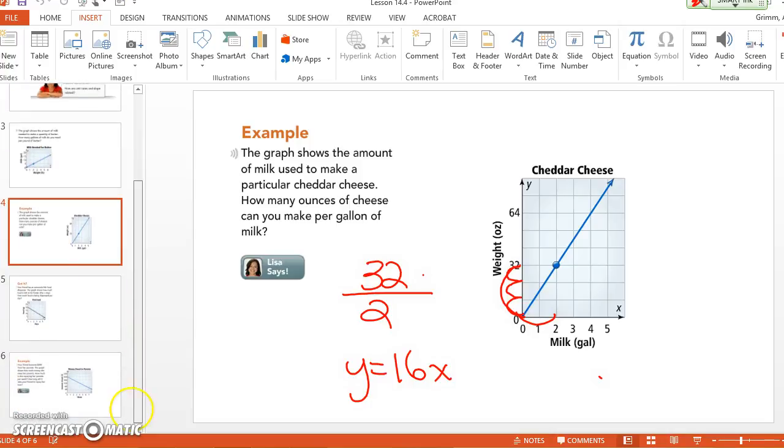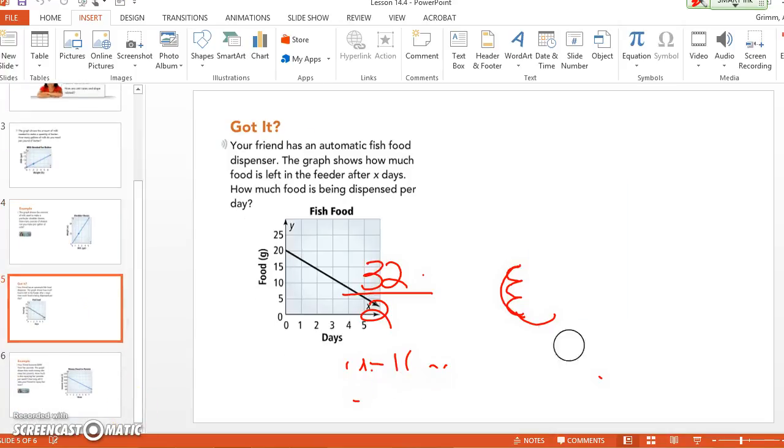All right, let's look at the next one. Okay, this one's going to change a little bit. More exciting than milk. Are you ready? It's fish food. Way more exciting, right? All right, so your friend has an automatic fish food dispenser. The graph shows how much food is left in the feeder after X days. How much food is being dispensed per day?